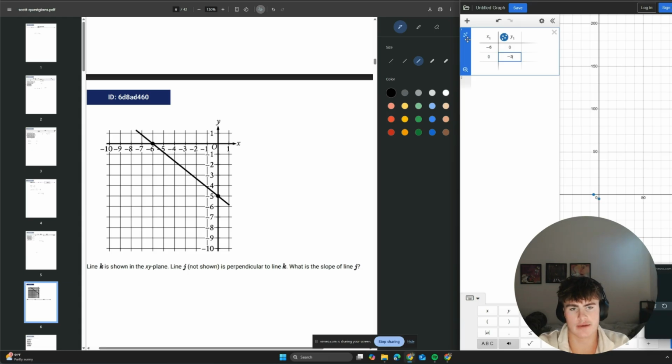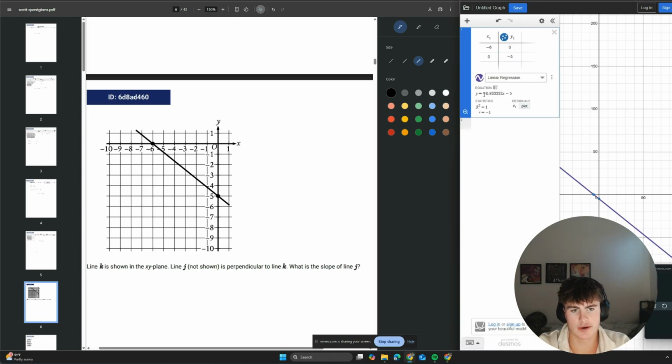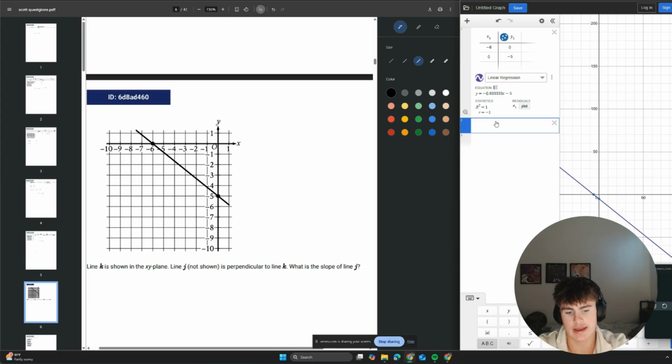So here is your graph. Now this is going to be the slope here. I already know this in my head, but this in fraction form is going to be -5/6. If you have a line that's perpendicular to another line, that means the slope is a negative reciprocal. So if you have 1/2, the negative reciprocal of this would be -2. And if you have 5, the negative reciprocal would be -1/5.